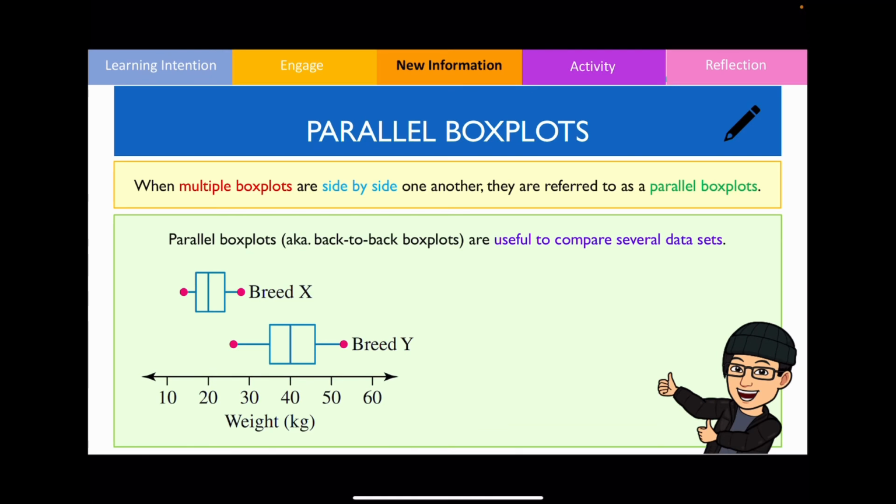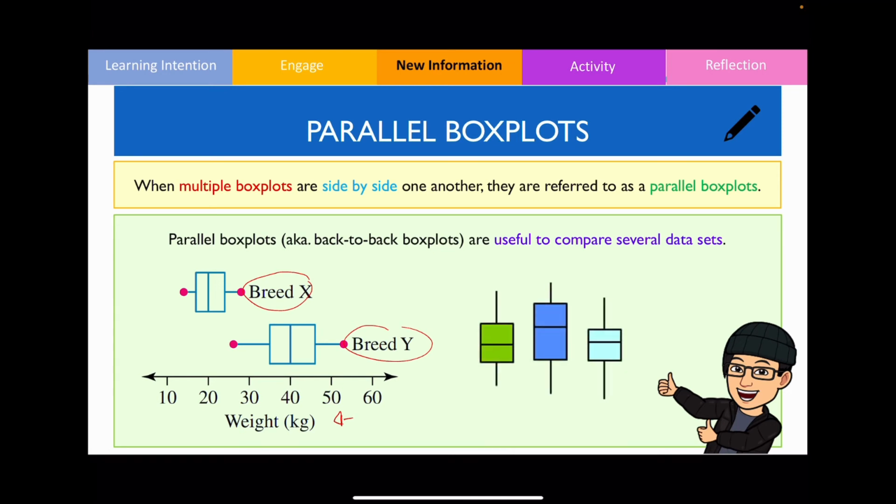Just like a back-to-back stem and leaf plot, parallel box plots are very useful when we're trying to compare several datasets. It's important to note that when we're constructing parallel box plots, we need to label our number line, but we also need to label each of these box plots as well.